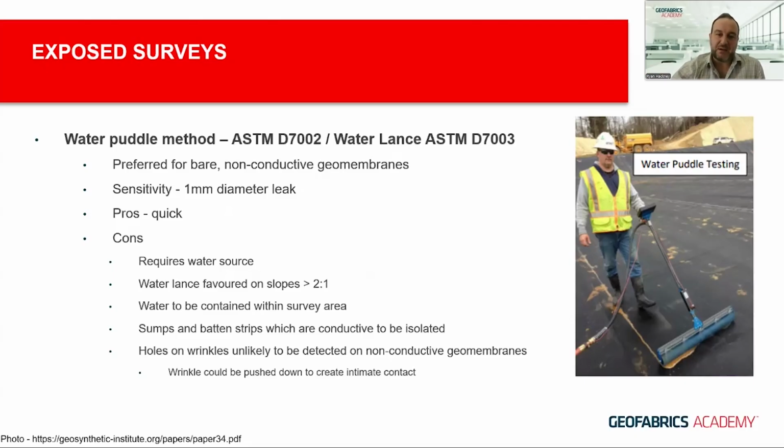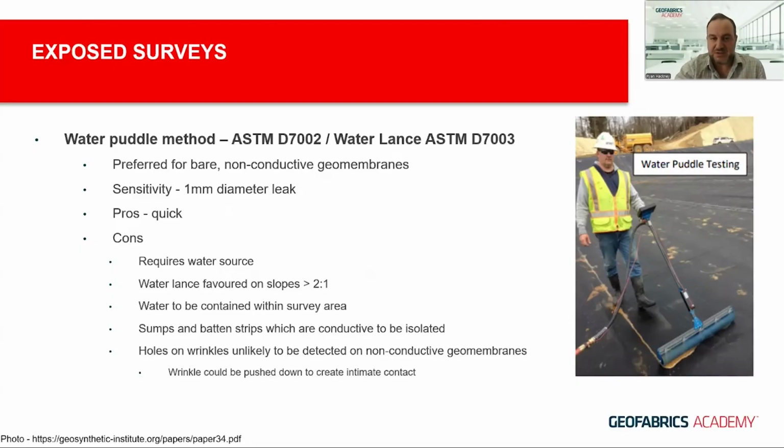Because we're using water, it needs to be contained within the survey area to keep the area isolated. You wouldn't use the water puddle method on a slope because you're relying on a puddle of water to transfer that current through the system. So on a slope, obviously, the water would not generate a puddle. So in that case, you would have to use the water lance methodology.